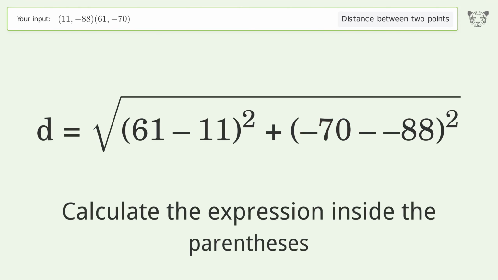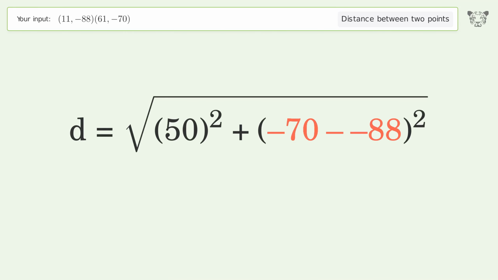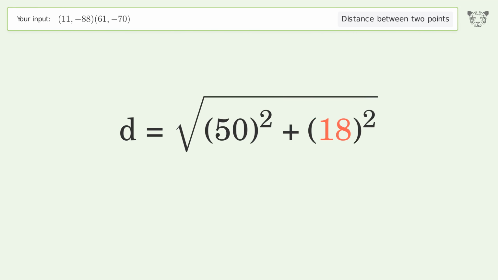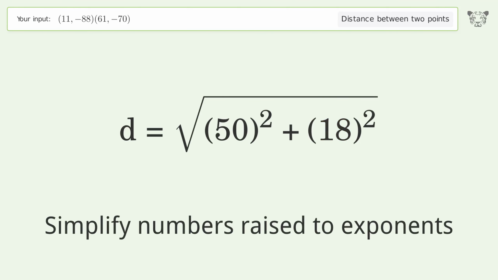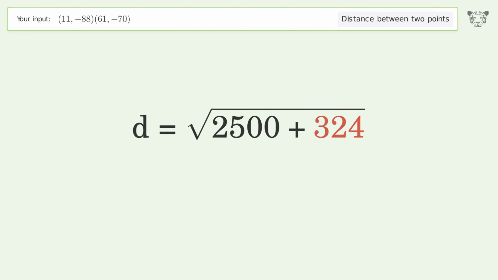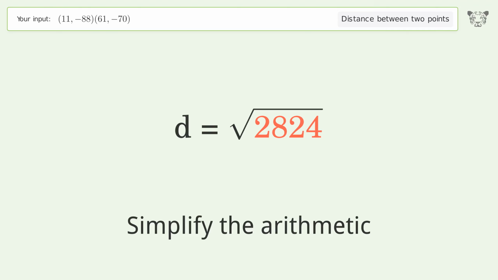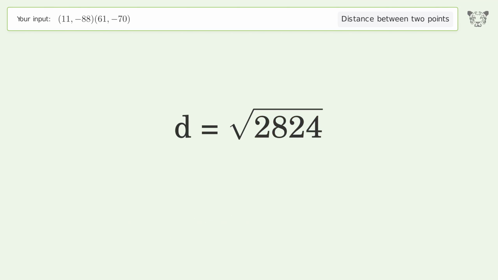Calculate the expression inside the parentheses. Simplify numbers raised to exponents. Simplify the arithmetic. And so the distance between the 2 points is the square root of 2,824 or 53.141.